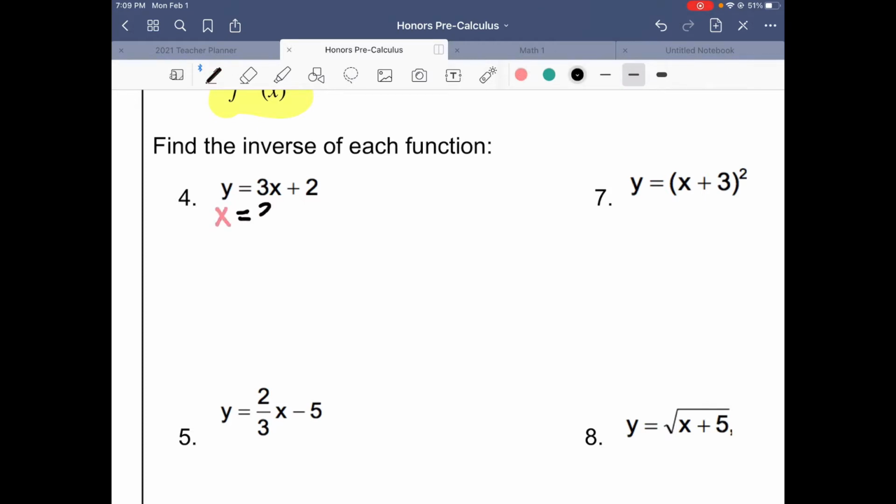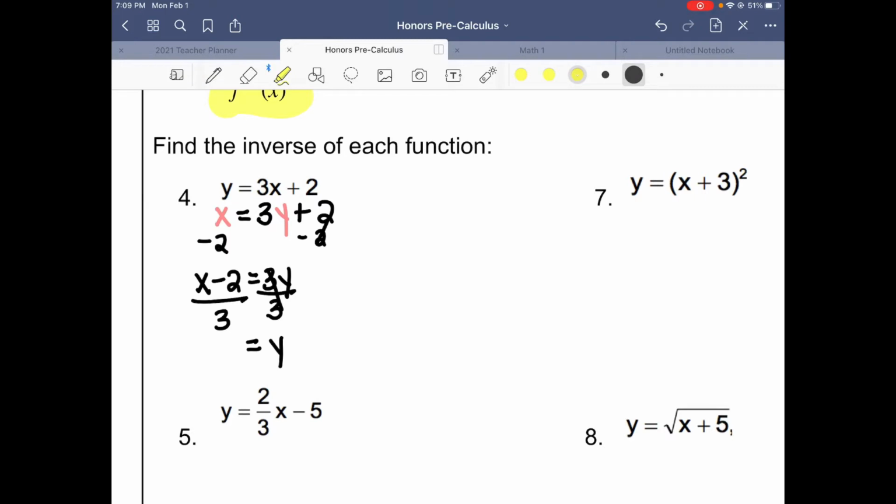So this is now going to become x equals 3y plus 2. And in order to find the inverse, we're going to solve for y. So I'm going to start by subtracting 2. So I have x minus 2 equals 3y. And then I'm going to divide by 3.